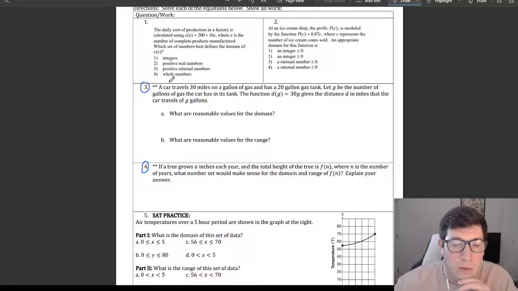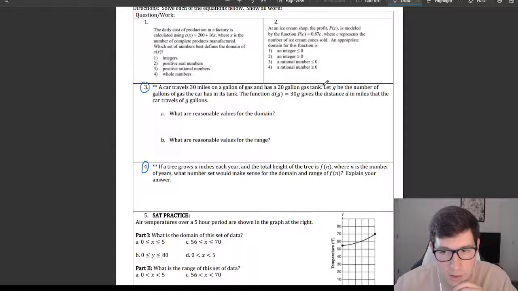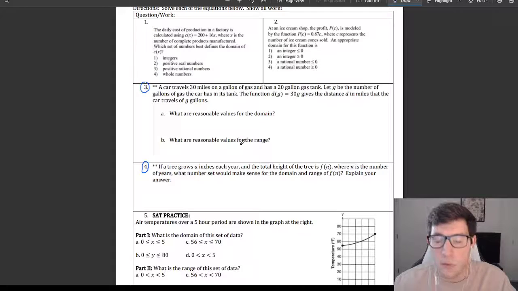All right, so we're going to take a look at 3 and 4 here. So 3 says a car travels 30 miles on a gallon of gas and has a 20-gallon gas tank. We need to let G be the number of gallons of gas the car has in its tank. And then we know that the function d of G equals 30G gives the distance D in miles that the car travels on G gallons. So we want to know what are reasonable values for the domain and what are reasonable values for the range.